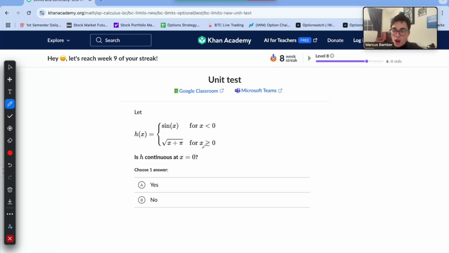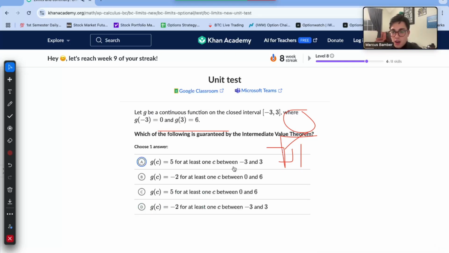Our next step is, is the left-sided limit equal to the right-sided limit? Let's test that out. The sine of 0 is equal to 0, so our left-sided limit is 0. And then when we substitute in 0, we get the square root of pi. Since the square root of pi is unfortunately not equal to 0, our one-sided limits are not equal. Thus, we do not have continuity at x equals 0. So no is the correct answer here.